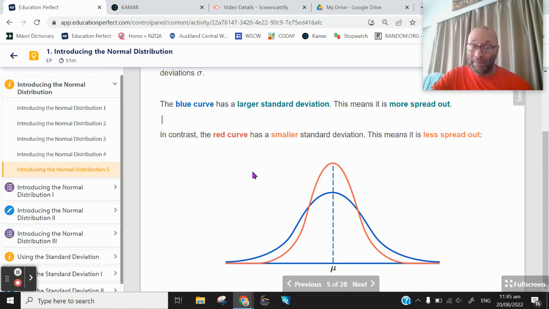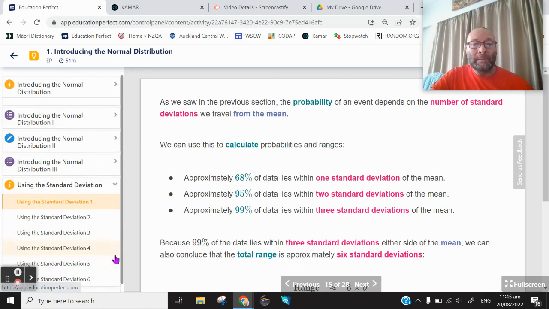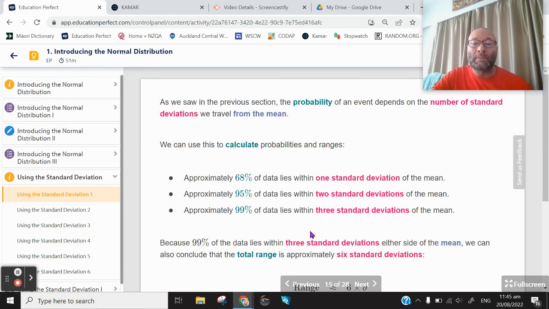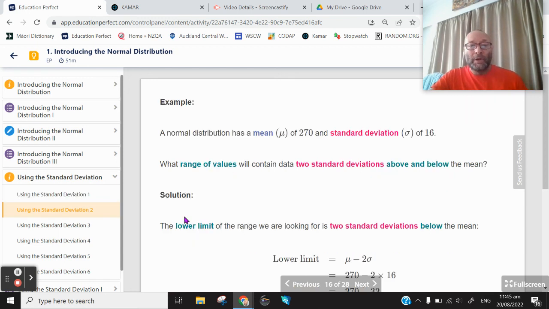Now we're going to talk about using the standard deviation. We just come back to summarizing what we talked about before. Make sure that is in your notes.